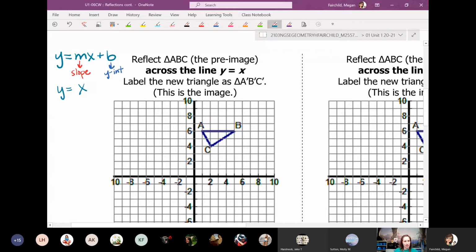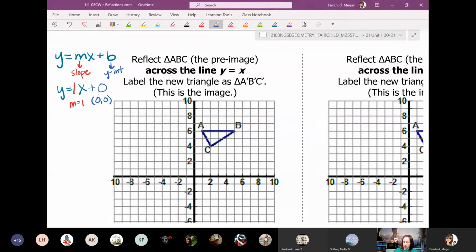Well, what's the number next to the x? It's a 1. We don't write it, but that's what's there. Okay, so the slope of that line is 1. And the y-intercept, well, it's not there, but it technically would be plus 0. Okay, so that makes our y-intercept at 0, 0. So y equals x is a line that goes through 0, 0, that has a slope of 1.